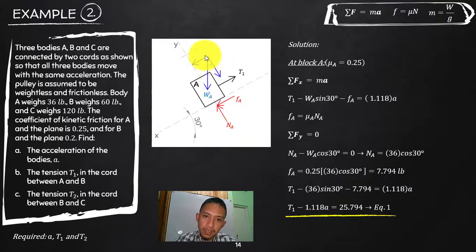So summate, this is the only force. So let's say that is the negative, and that is positive. Equate that one to 0.